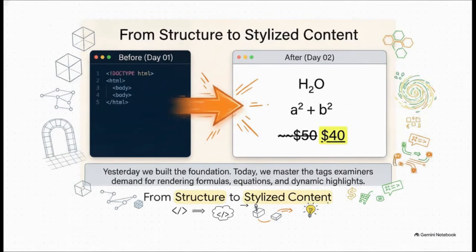Look at the incredible jump we're making here. On the left side, you've got our basic blank canvas from yesterday. Structural, sure, but pretty empty. But transition over to the right, and boom, we have complex, stylized data. We're essentially taking that structural skeleton and building rich, meaningful content out of it. We're talking chemical formulas, algebraic equations, and dynamic price drops. That's our focus for today.